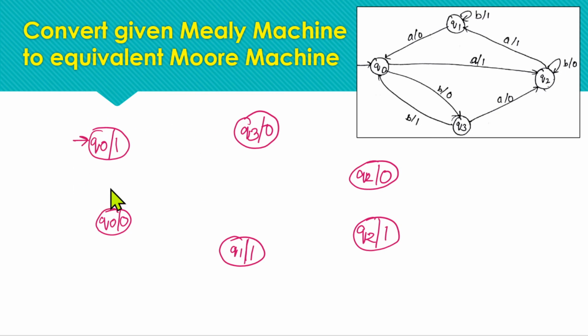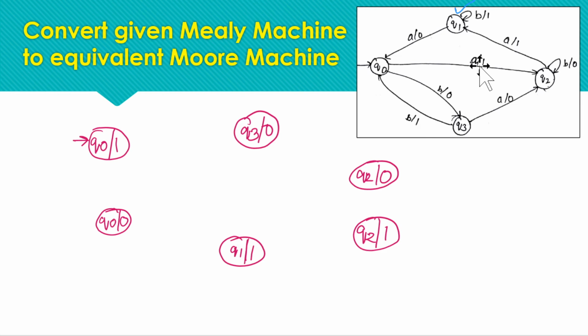But as Q0 is divided into two states and Q2 also has two states now, for every outgoing transition of Q0 and every outgoing transition of Q2 we will have two transitions in the equivalent Moore machine. So starting with Q3 and Q1 first. From Q1 we have a self loop of B.